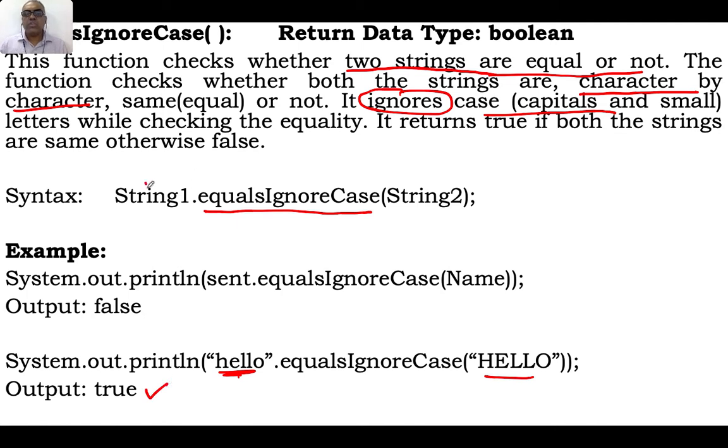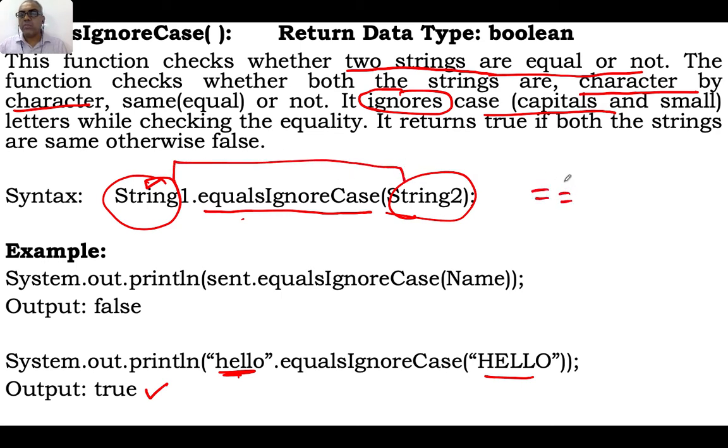So here whatever is written here becomes string 1, dot equalsIgnoreCase, string 2. So the comparison is done between them. In this case, the equal to sign will not work. Equal to is only meant for equals. For ignore case, you have no choice but to use this function. So if you want to check whether two strings are the same character by character and you want to ignore the case, you can't apply the equals sign. You have to apply dot equalsIgnoreCase.